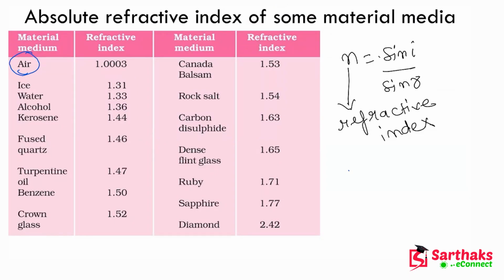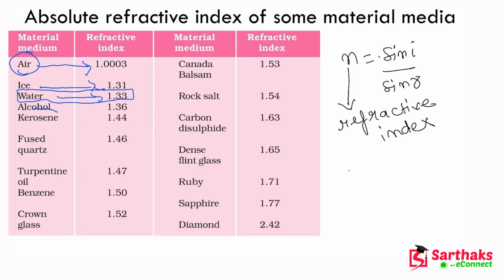So the refractive index of air is 1.0003. Refractive index of ice is 1.31. Refractive index of water is 1.33. It is important. Many times it is asked in the examination. Or you will see that there are some questions where you have to use this refractive index, but the value will not be given. So you have to remember the refractive index of air, ice and water.